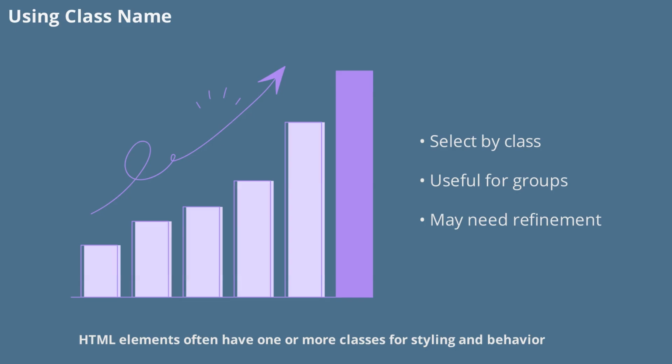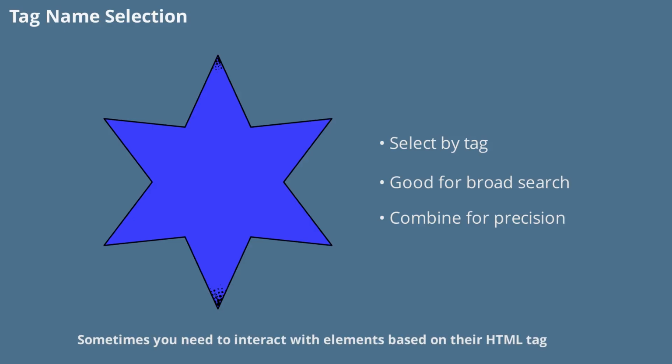HTML elements often have one or more classes for styling and behavior. Selenium's findElementByClassName method lets you locate elements by their class attribute. This is handy for selecting groups of elements, but be cautious. If multiple elements share the same class, you may need to refine your locator or use other strategies to avoid ambiguity.